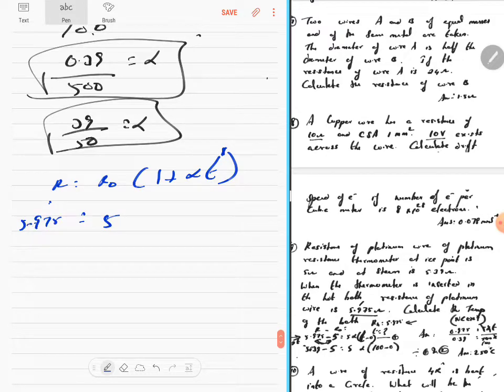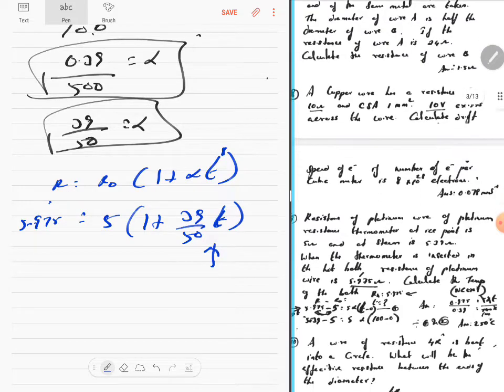It is 1 plus alpha, you know, 39 by 50 into the temperature difference between the hot bath and the 0 degrees Celsius. By doing this calculation, you can find the temperature of the hot bath T. You will get this answer. Are you clear? Can I go to next one?